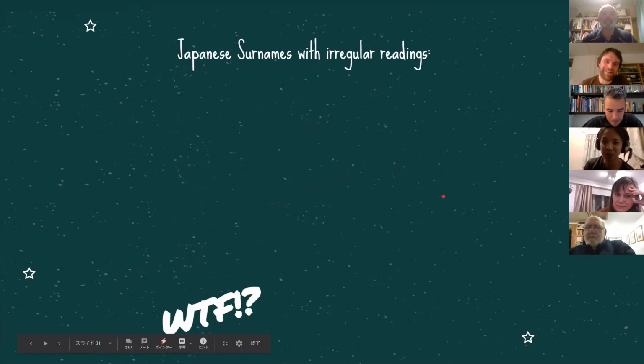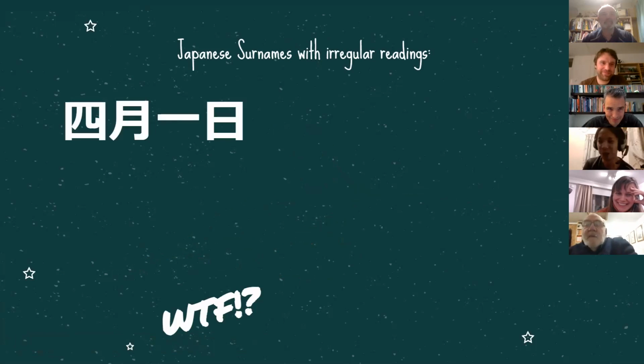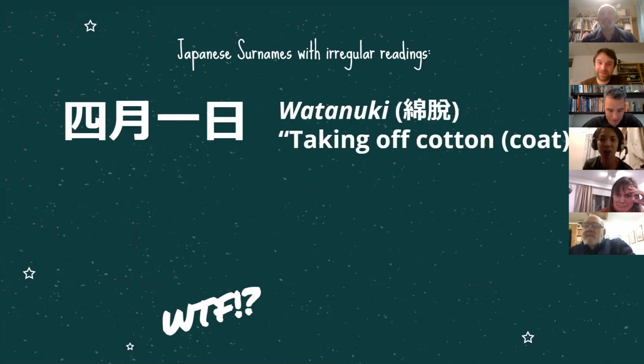And I'm going to show you two Japanese surnames with irregular readings, and they're just like, what the heck? So this one means the 1st of April, like 4月1日. But how do you read this as a Japanese family name? It's Watanuki. Watanuki. It means taking off a cotton coat.